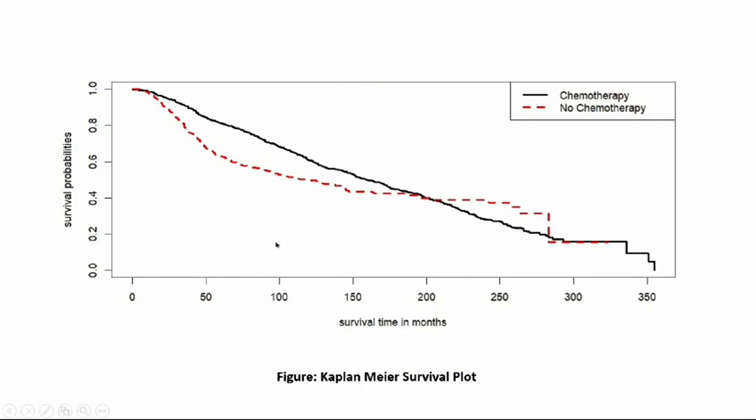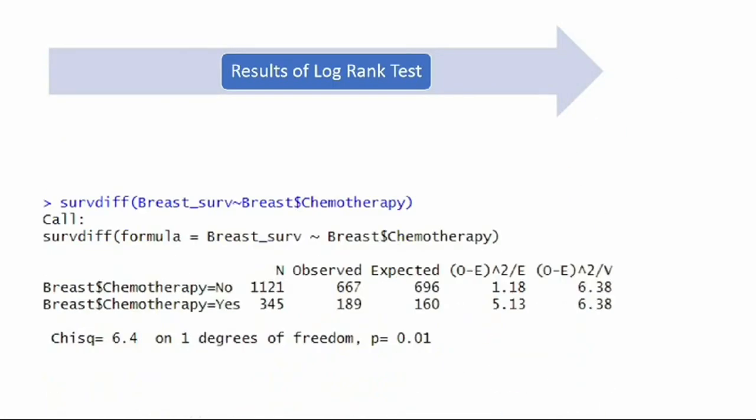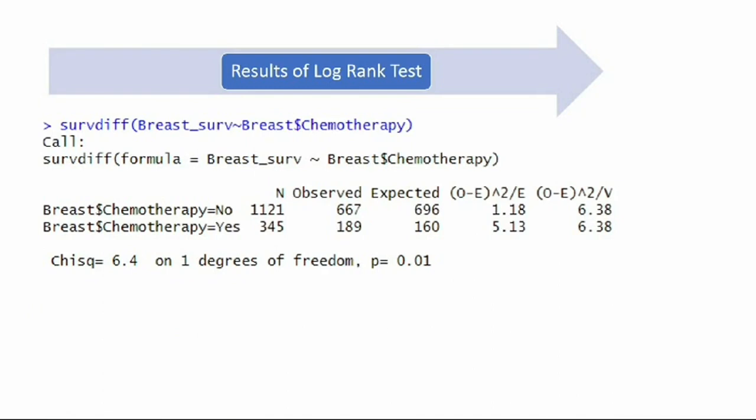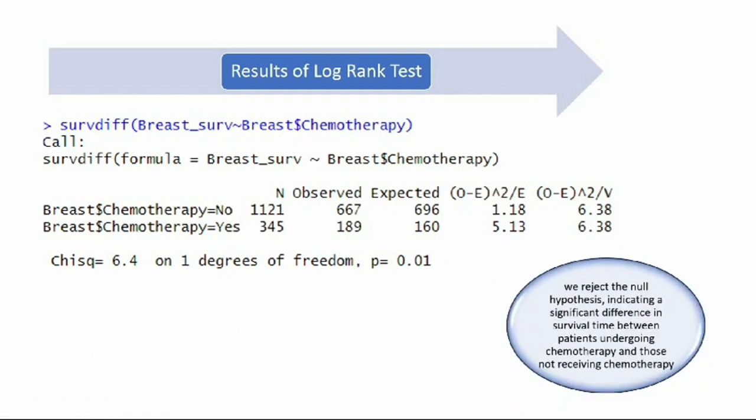But how to know whether this difference is significant or not? For this, we will do the log rank test, and for the log rank test we are using the survdiff function. Accordingly, as I have mentioned before, we have got a p-value of 0.01, which is less than 0.05, which means that we reject the null hypothesis and say that there is a significant difference between the survival time of the patients undergoing chemotherapy and those which have not gone under chemotherapy. So this is how we interpret a log rank test.